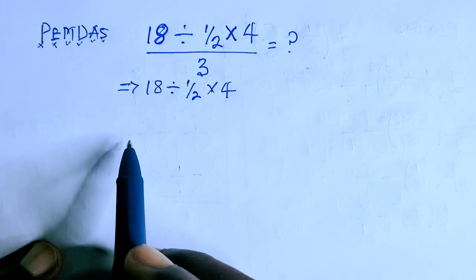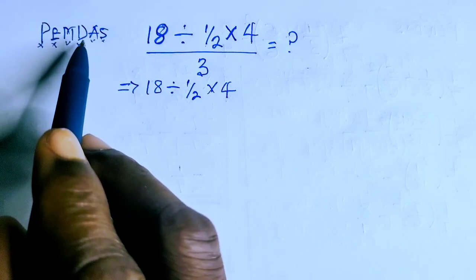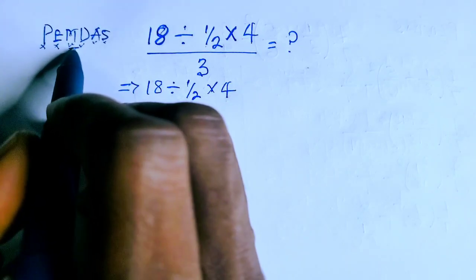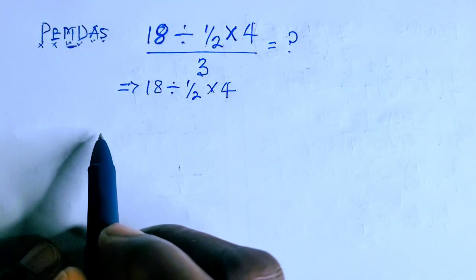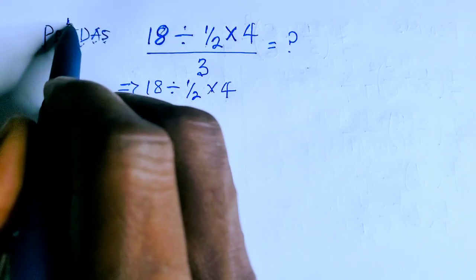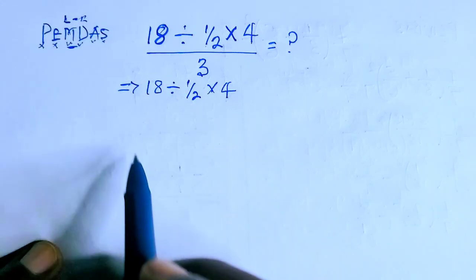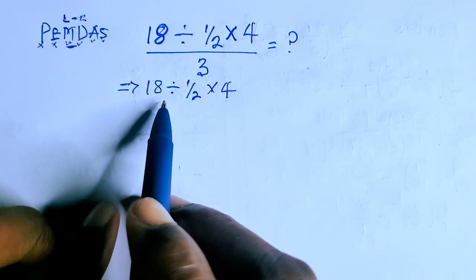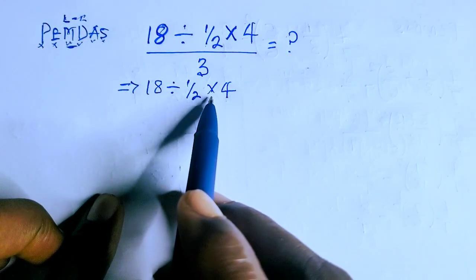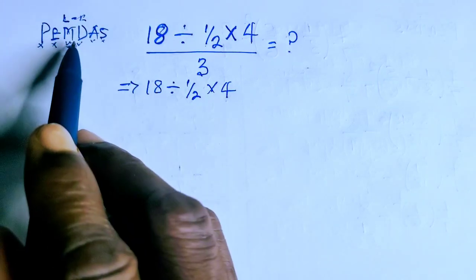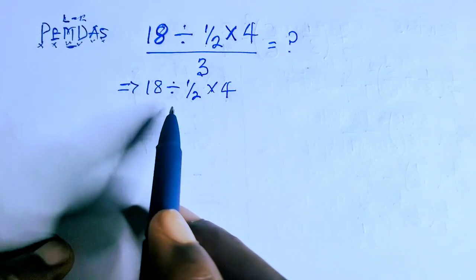Now right here, the operations move from left to right. Recall that multiplication and division have the same precedence. And right here, the operation is from left to right, and that simply implies we are going to first of all consider division before multiplication, because we move from left to right irrespective of their position.